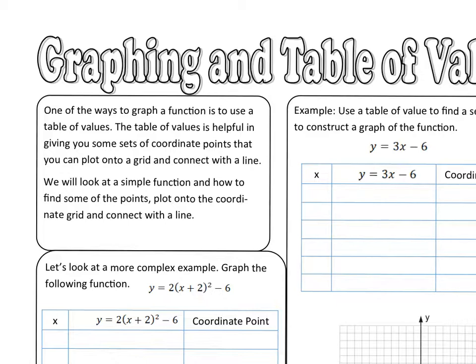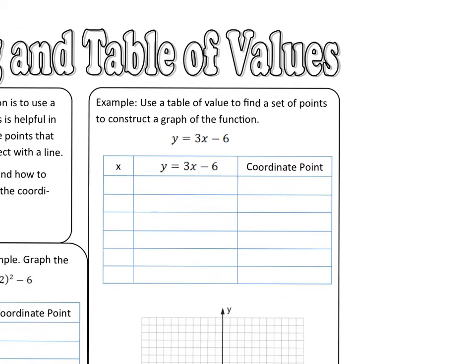So one of the ways to graph a function is to use a table of values. And the table of values is helpful because it gives you a set of points. You can put the points on the graph and then you just connect them, like connect the dots. So let's look at a super simple example and then we will do something a little bit more complicated and I'll show you how to graph each one. So on this one, we'll go to this example over here because it's kind of the easier one.